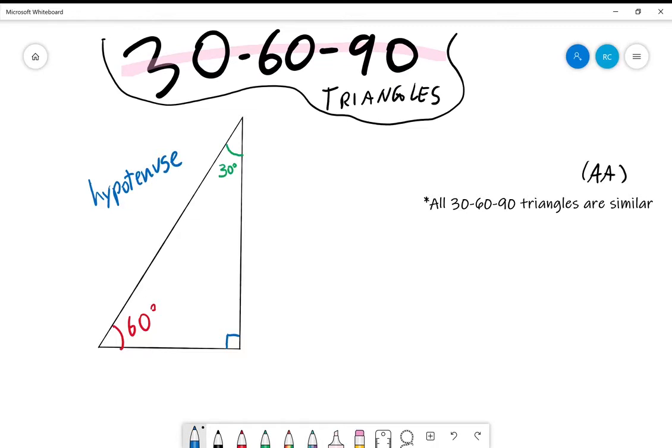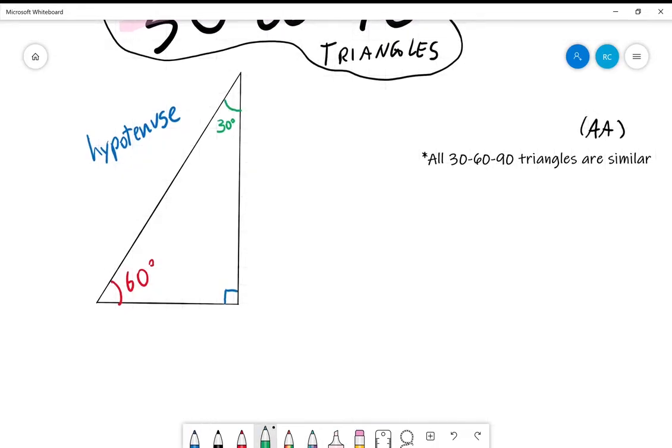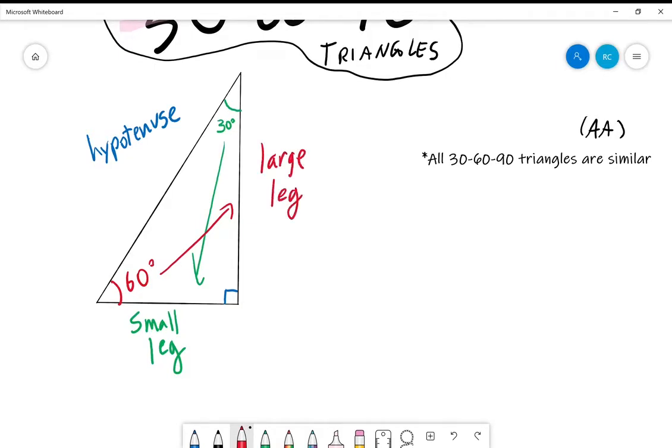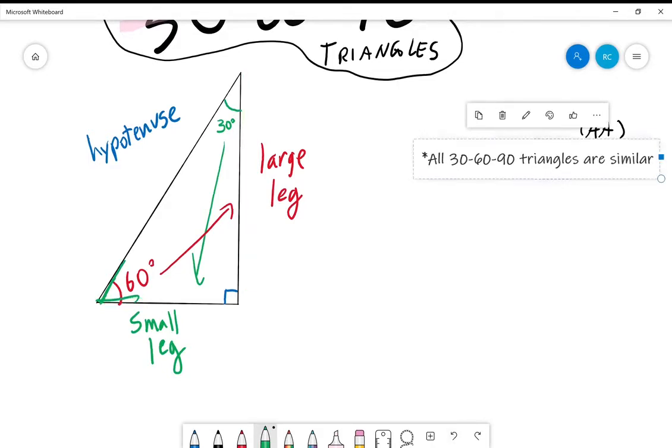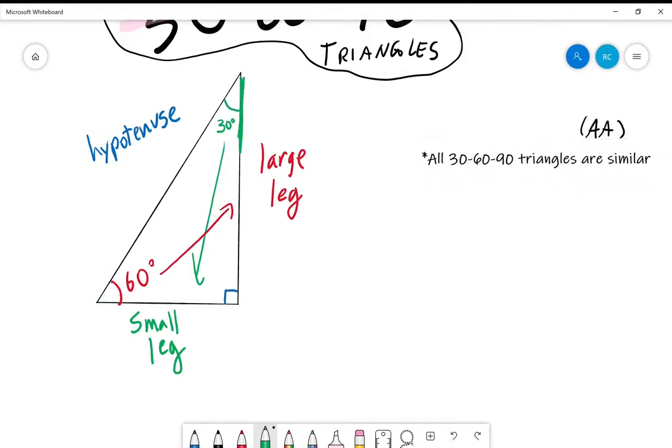From here on out, with 30, 60, 90 triangles, I am going to call the side that is opposite the 30-degree angle the small leg. And I'm going to call the leg opposite the 60-degree angle the large leg. It should hopefully be pretty easy to see that a wider angle leads to a larger side opposite it, and a smaller angle means a smaller side opposite it. So the hypotenuse is the longest side, and then you've got the small leg and the large leg.